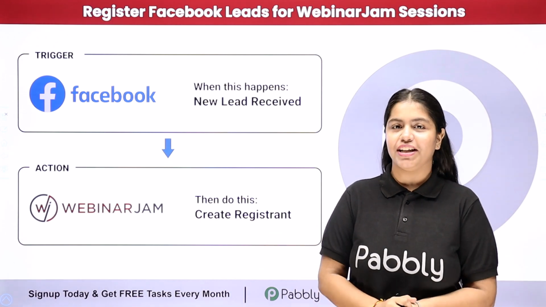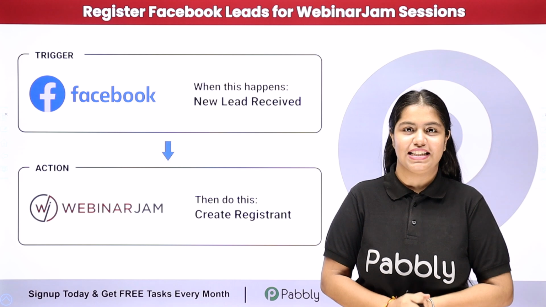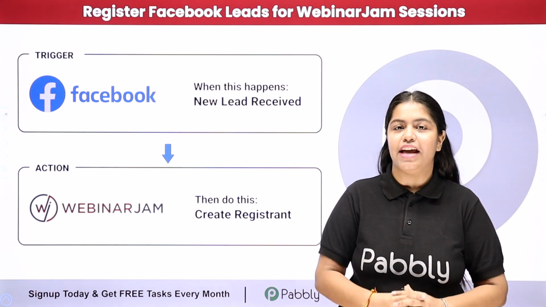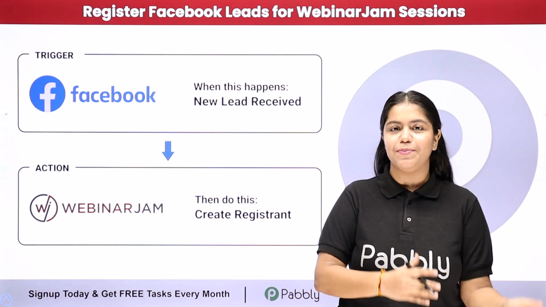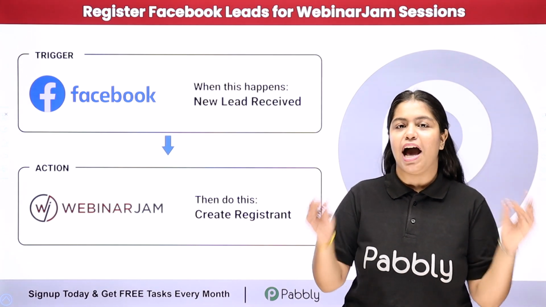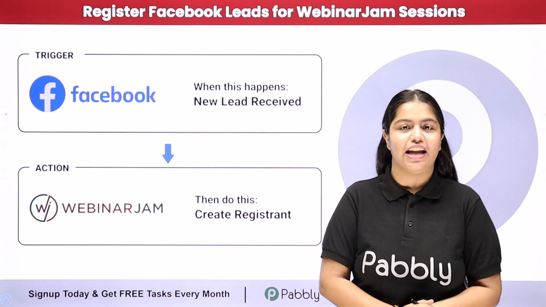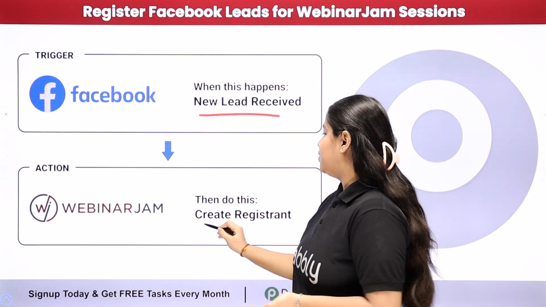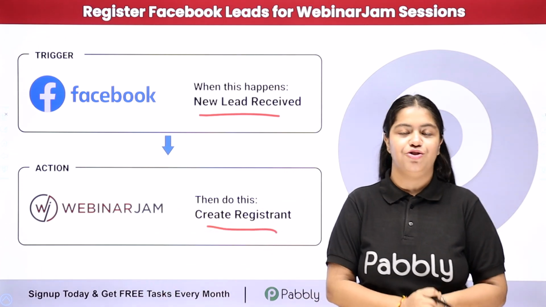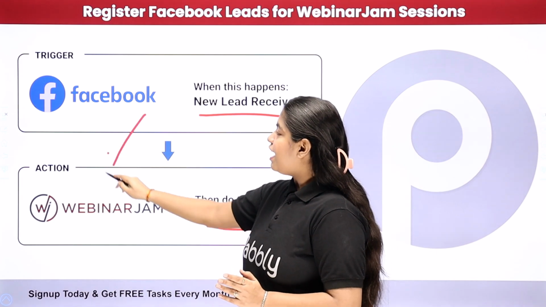So over here I'm running a business and we use Facebook lead ads to get more leads for our business. And now what I want is that whenever someone registers from Facebook lead ad, I want to register them into a webinar session. So I am offering a free webinar to all my Facebook leads. So to do this, whenever I receive a new lead, I'm just going to simply create a registrant in WebinarJam.